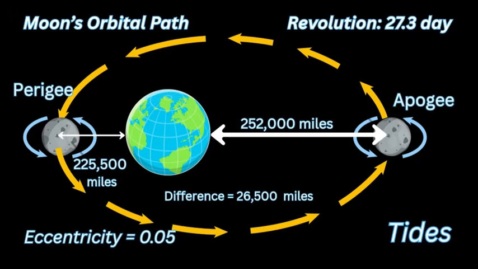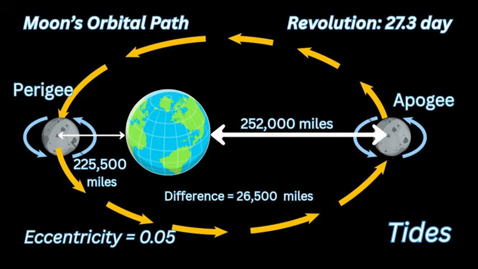Now, the average distance of the moon from the Earth is the calculation of both the apogee and perigee over the course of the revolution, which is 239,000 miles. That is the average between the apogee, which is 252,000 miles, and the perigee, which is 225,500 miles. So the difference between the apogee and perigee along the orbital path is 26,500 miles.